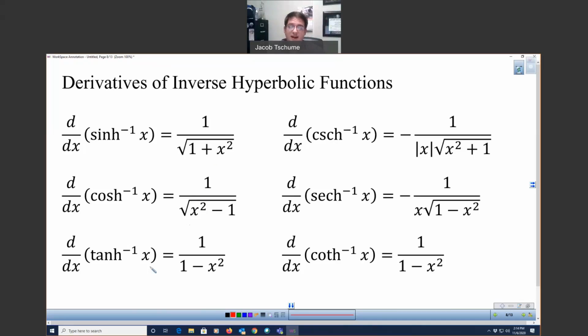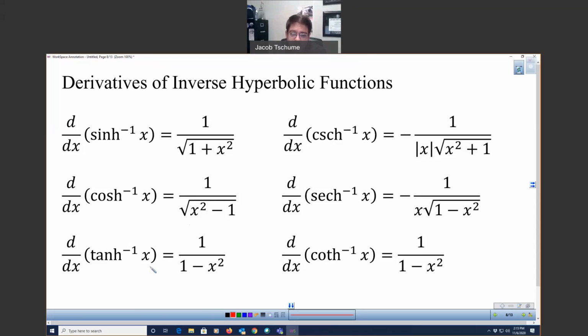All right, on the right-hand side, you have the 3 reciprocals. We won't see these as much, but let's make sure we note them down in our notebook. So for the first one, the derivative of inverse hyperbolic cosecant is going to be a negative 1 over the absolute value of x times the square root of x squared plus 1. The derivative of inverse hyperbolic secant is going to be negative 1 over positive x times the square root of 1 minus x squared.